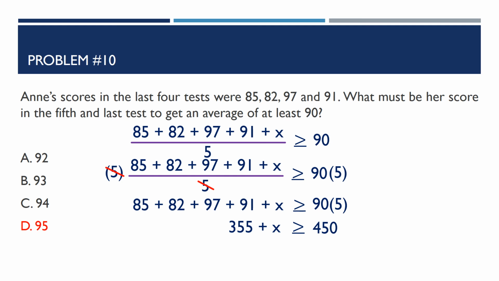And then to get the value of x, we will isolate that. We'll leave it alone at one side. So we'll transpose 355 to the other side. 450 minus 355. So it changes sign when you transfer. So combine that, it's gonna be 95. So the 5th score must be 95 or above. But there are no choices for 'or above', so that's 95.